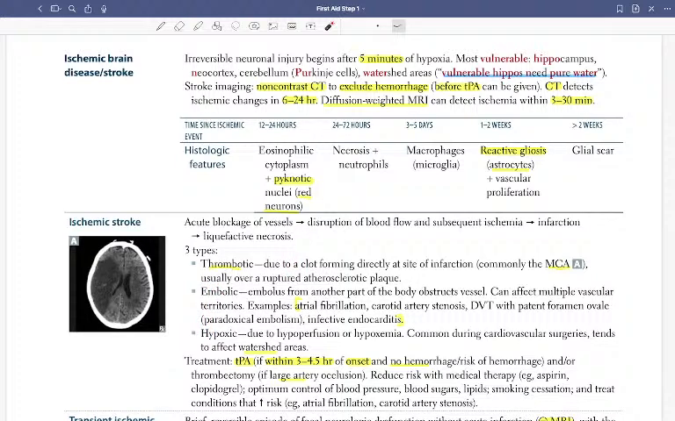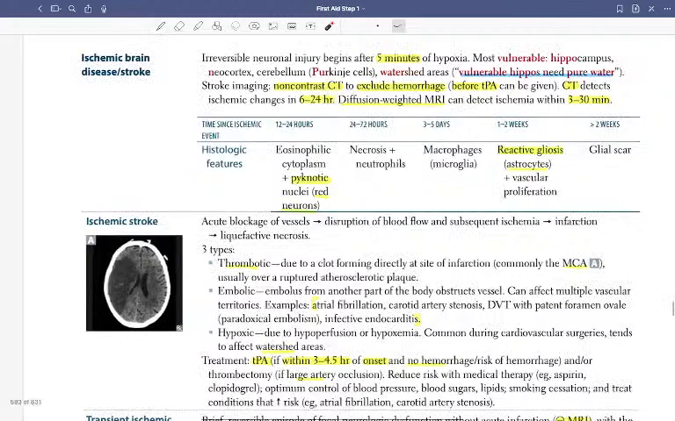We can quickly go through this. Five minutes of hypoxia causes irreversible injury. Most vulnerable are the hippocampus, neocortex, cerebellum Purkinje cells, and watershed areas. Vulnerable hippos need pure water. Not really necessary, but we can remember Purkinje cells and neocortex. Obviously, NCCT excludes hemorrhage before tPA. Everyone knows this. Ischemic changes appear at 6 to 24 hours.